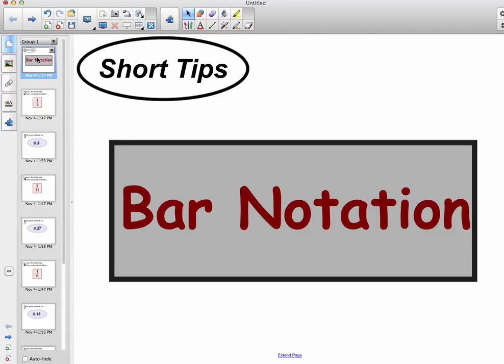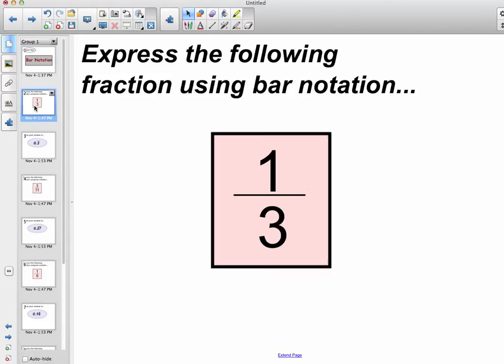Today's a short tip. It's going to be a new installment that I'm going to do, and I'm going to concentrate on vocabulary. And the first term that I've selected here is bar notation. Now, bar notation is usually presented the following way. They start out by saying, express the fraction using bar notation.